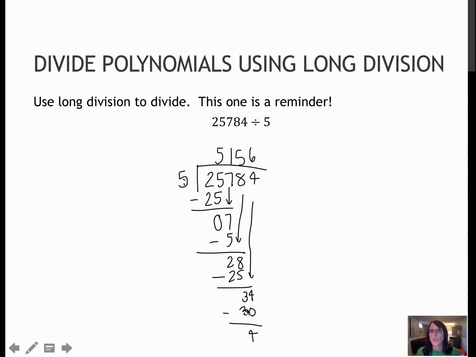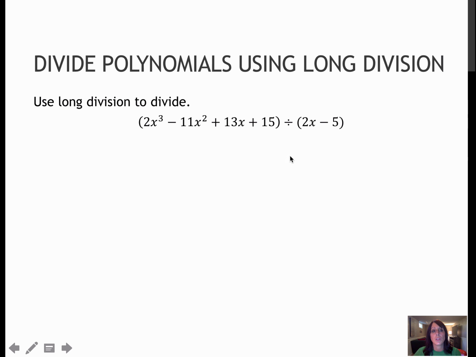Now, when you first learned how to do it, before you talked about decimals, we would just say remainder of 4, which would of course mean 4 that would still have to be divided by 5. This is a reminder of old school long division, because now we're going to do this with polynomials. I know. Just take it step by step, and this is not as bad as it probably seems.